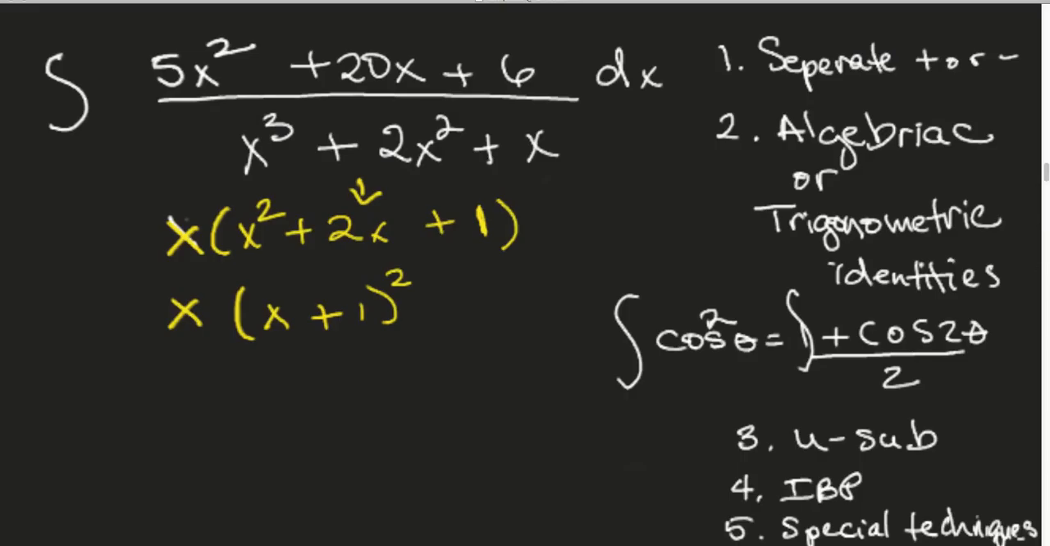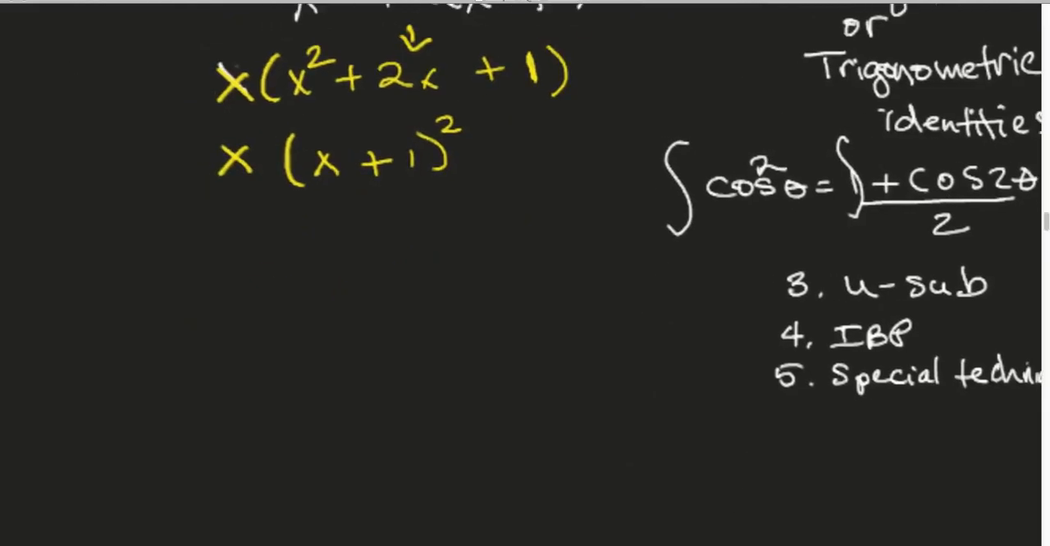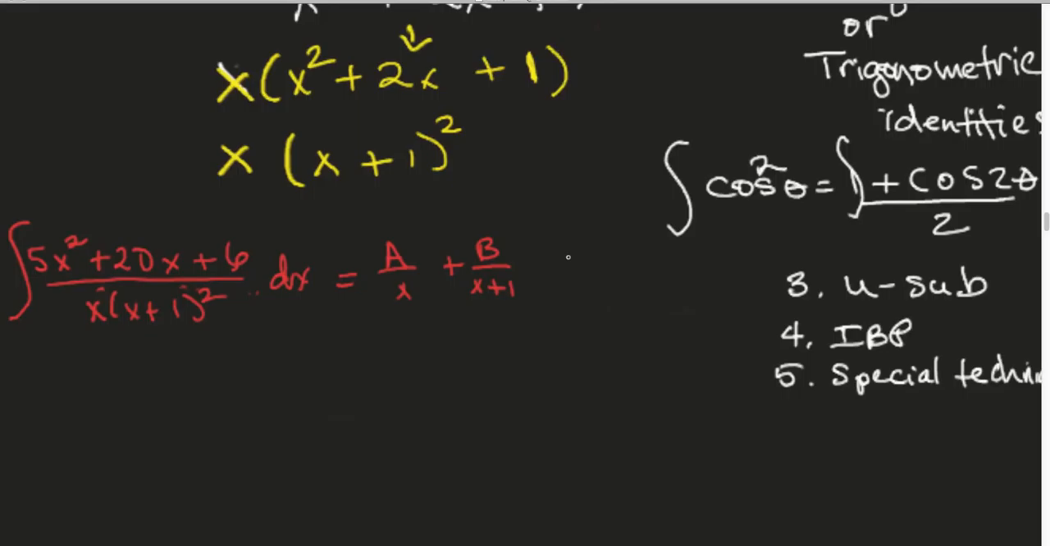Now what do we do? Then you write it as A over x plus B over x plus 1 and then plus C over x plus 1. Good. Just x plus 1? Oh, squared. Squared. Good. So now what's the next step in partial fractions?